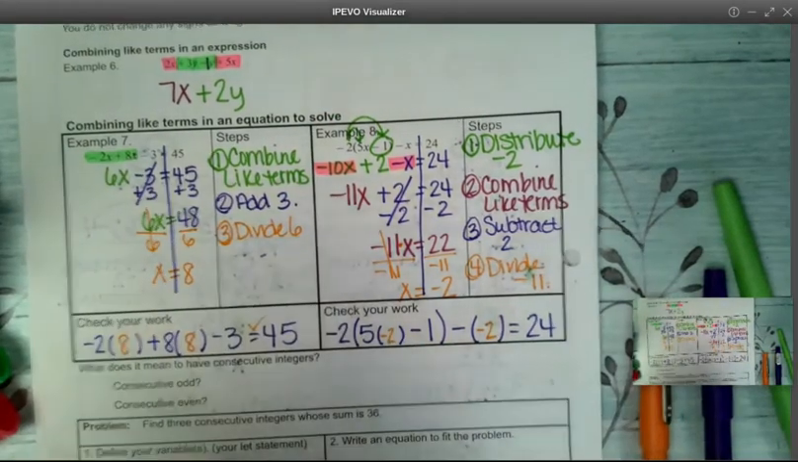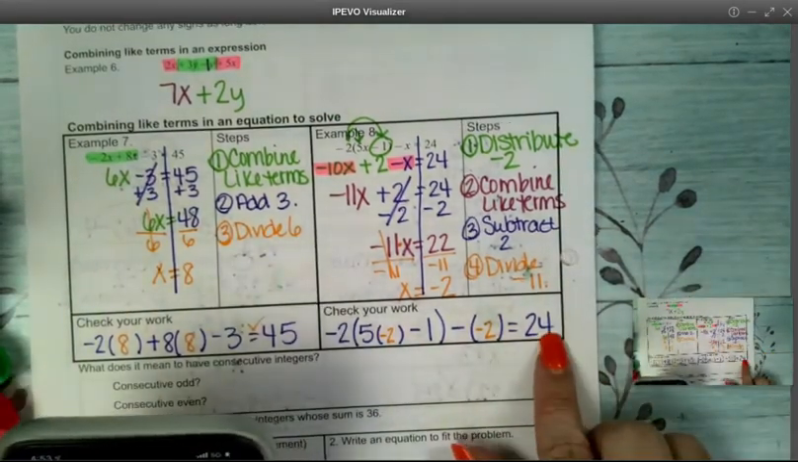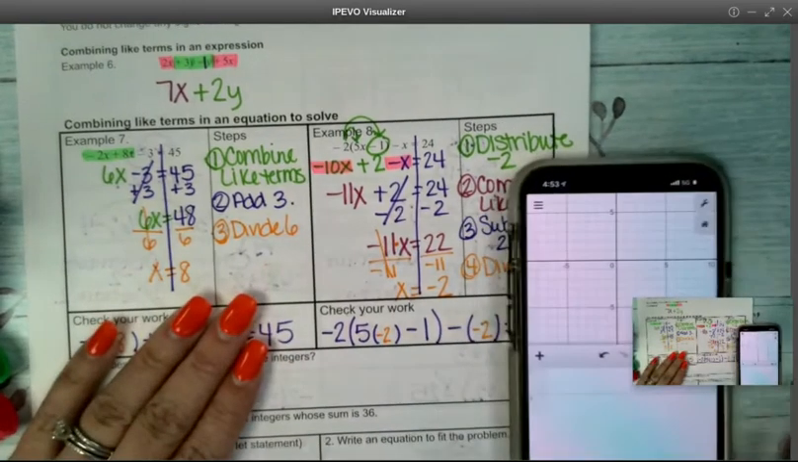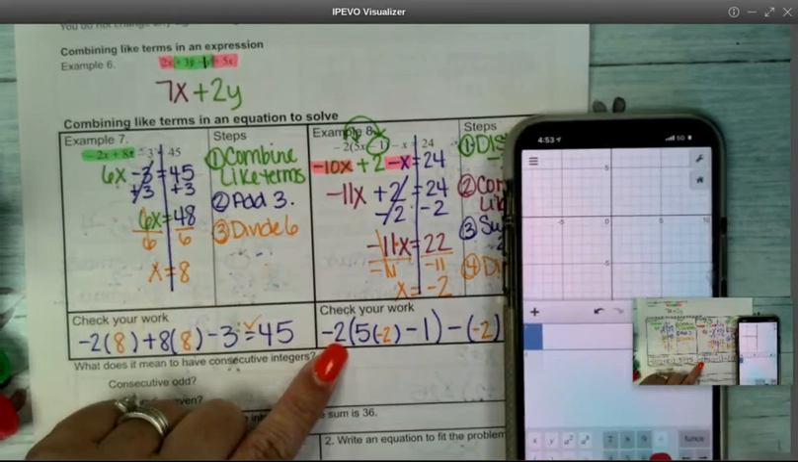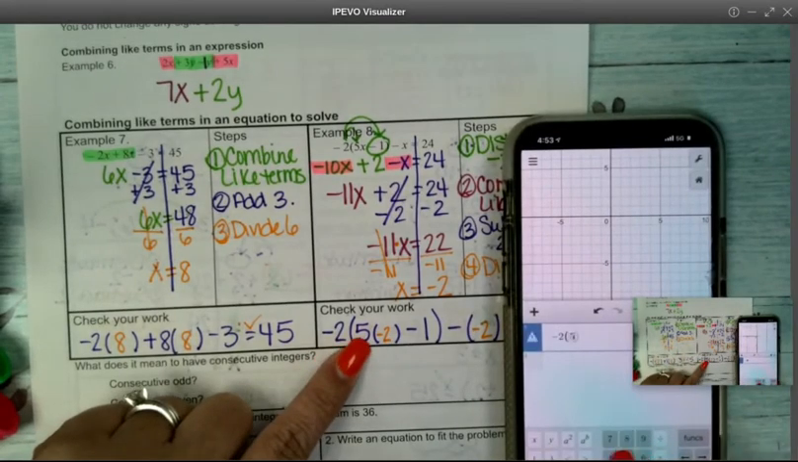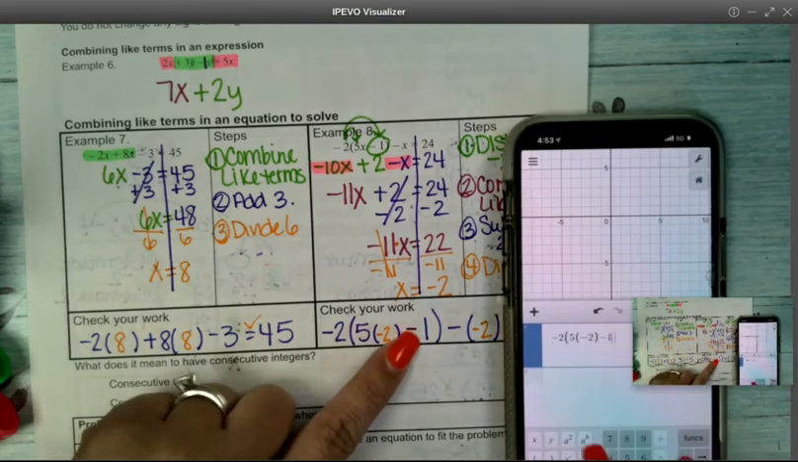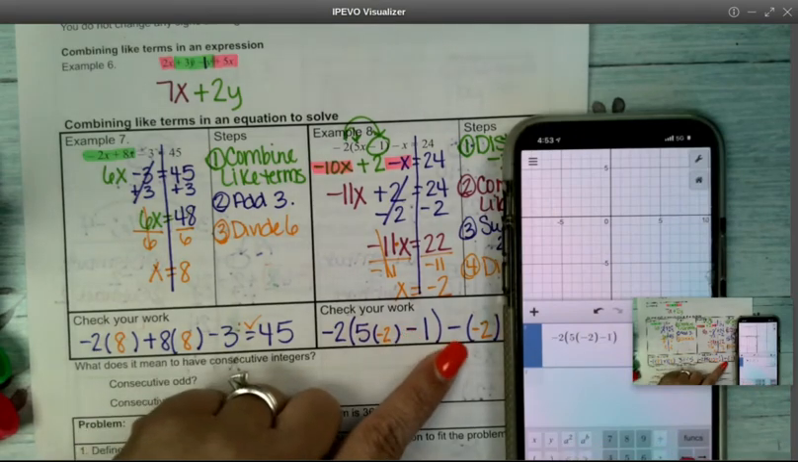Again, when I plug this in Desmos, I do not type in equals 24. Instead, I'm just going to see if it equals 24. And I'm going to type in everything else you see here. Negative 2, parenthesis, 5, parenthesis, negative 2, close my parenthesis, minus 1, close my parenthesis again, minus, parenthesis, negative 2, closing my parenthesis. It's equal to 24.